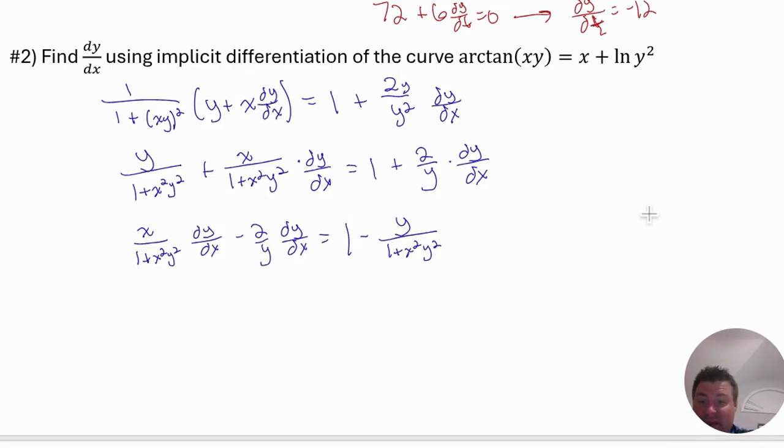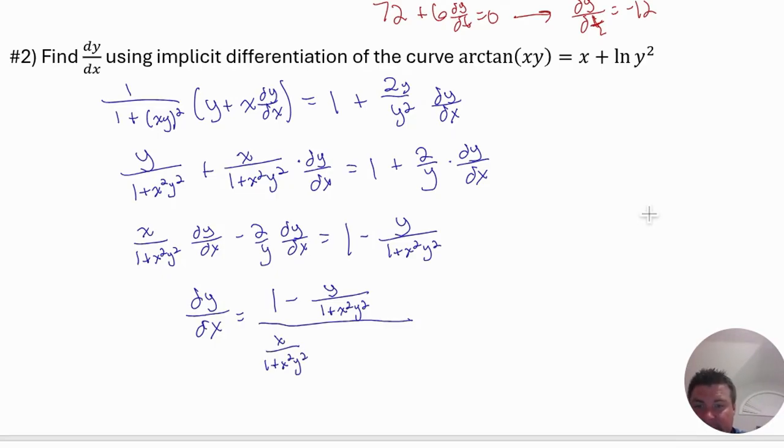We don't have time for that here at Cranky Calculus. So dy over dx is equal to, the numerator is going to be 1 minus y over 1 plus x squared y squared, all over x over 1 plus x squared y squared minus 2 over y. If I did anything wrong, you better leave a comment. I'm cool with this. To me, this is simplified. It's my opinion. Simplification is all an opinion anyway.